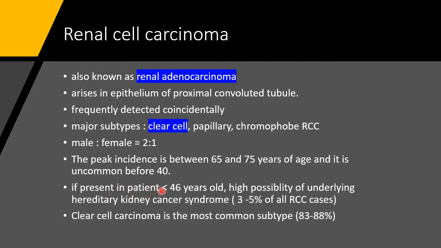If present in patients less than 46, there's a high possibility of underlying hereditary kidney cancer syndrome. Among the three major subtypes, clear cell carcinoma is the most common subtype, accounting for 83 to 88% of the renal cell tumors.